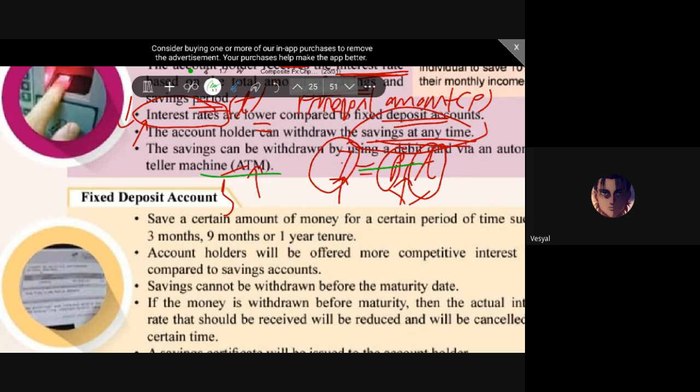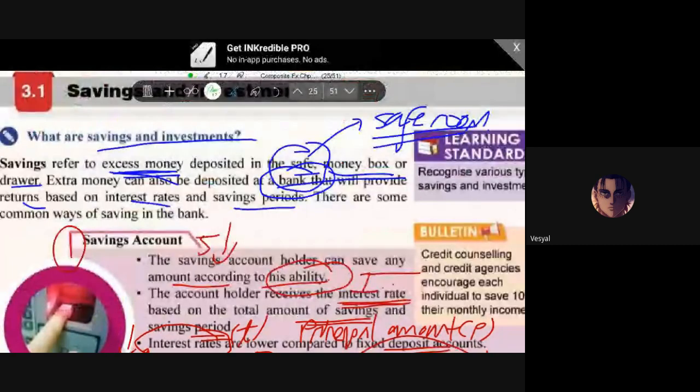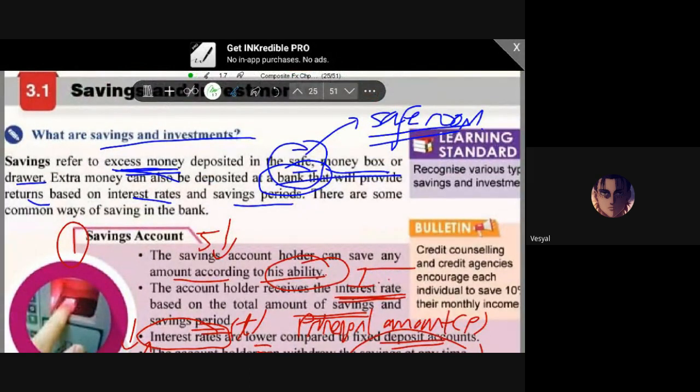So yeah, any questions about savings account? We're done already with savings account. Anything you can ask. Wow, thumbs up, huh? Not bad. Later we'll see in the questions.